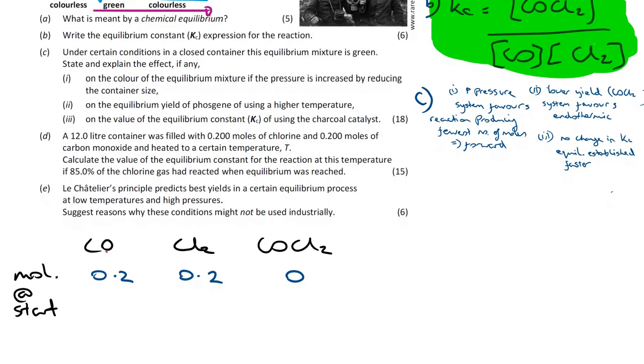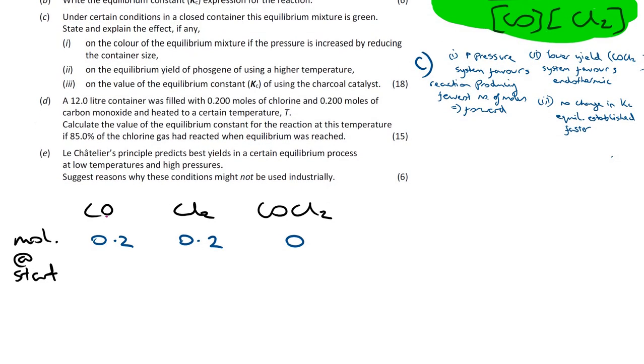We want the value of the equilibrium constant for the reaction at this temperature. So 85% of the chlorine has reacted. The next step is to work out the equilibrium number of moles. We're told that 85% of carbon monoxide has reacted. So if we start with 0.2 moles of carbon monoxide, we are going to use up 85% of that. That means that we must have 15% of it left. So 15% of 0.2 is 0.03 moles of carbon monoxide at equilibrium.